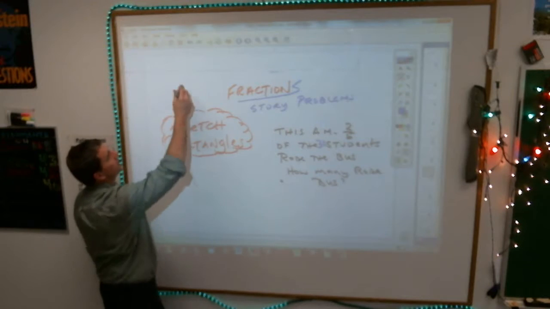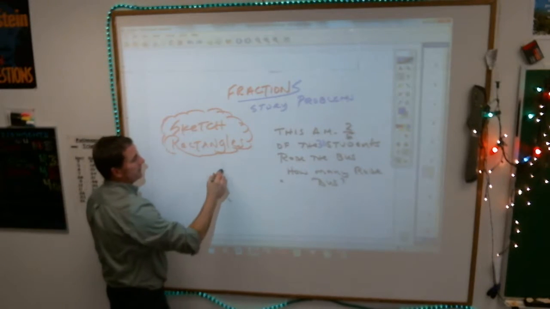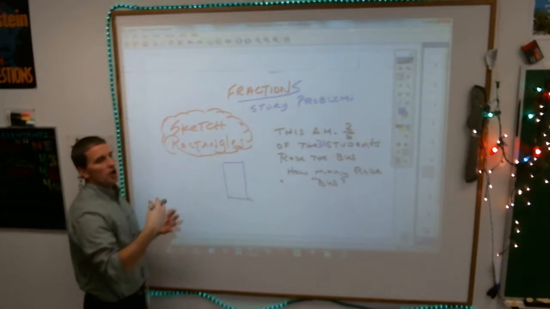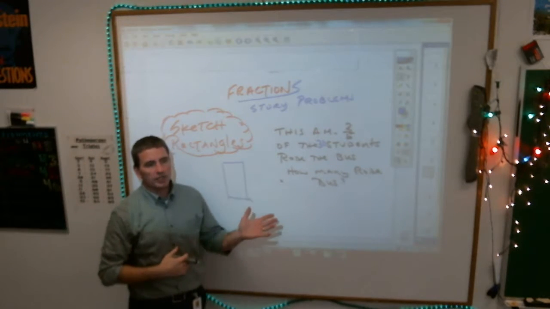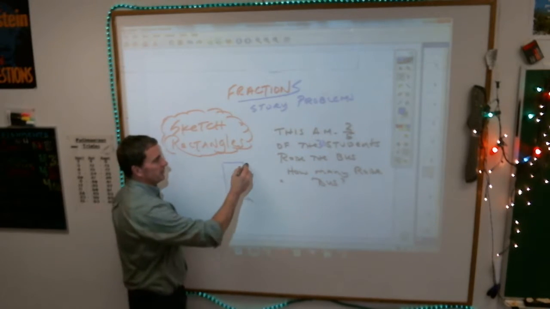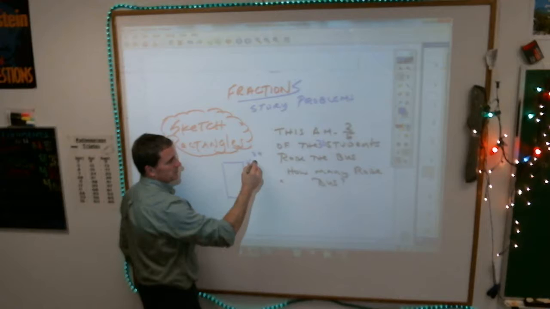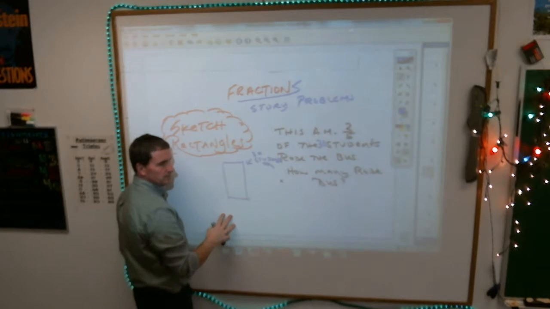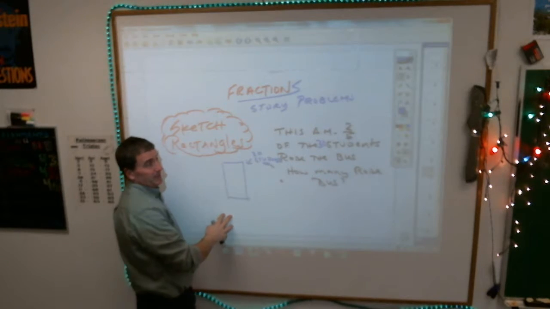My rectangle doesn't have to be real elaborate. This whole rectangle stands for all of what you have in the problem. What is all in the problem? That rectangle stands for, I need you to write that down here, 30 students. That's how many total students you have. What fraction am I cutting them into?